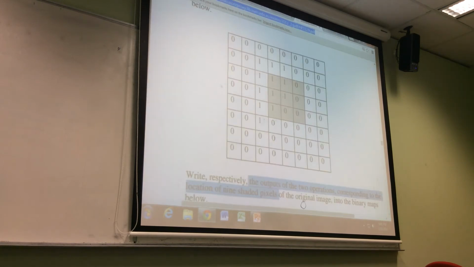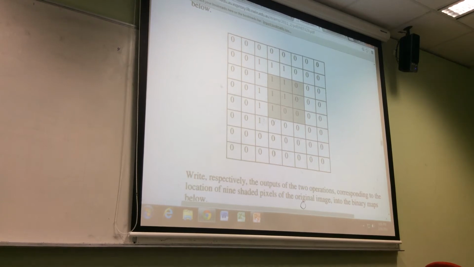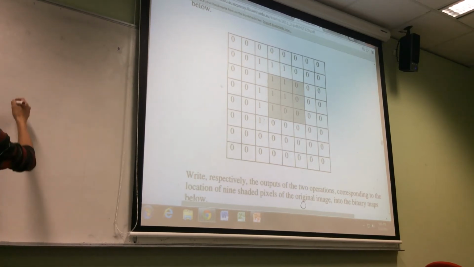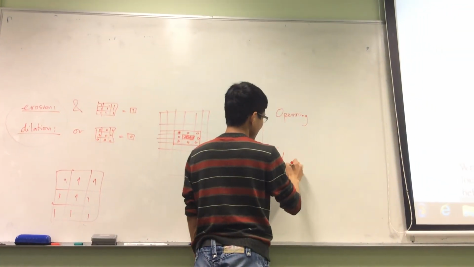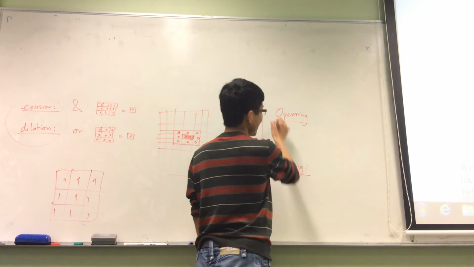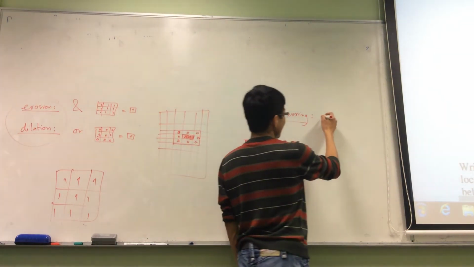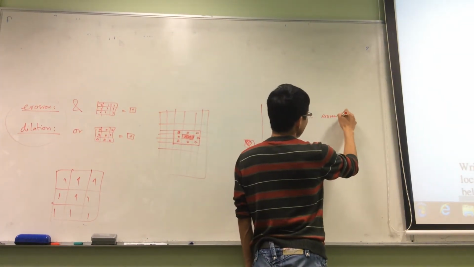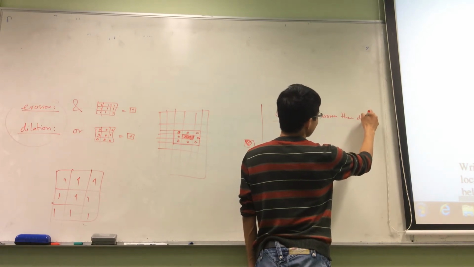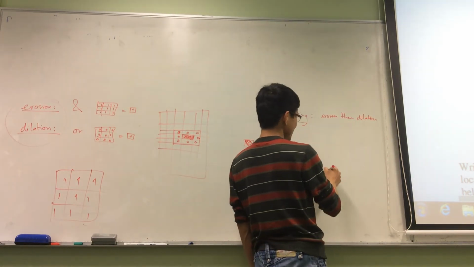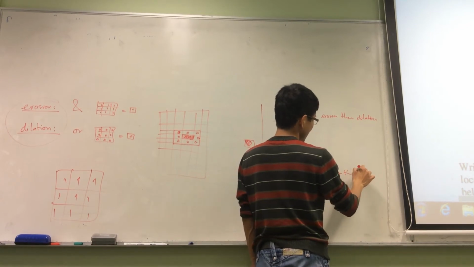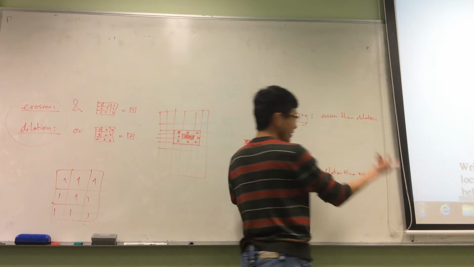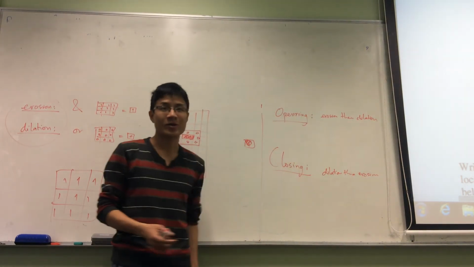So that is erosion and dilation. Now, if you combine these two operations together, you have two more operations. It's called opening and closing. Opening means you do erosion and then dilation. Closing you do the opposite: dilation and then erosion. So these are two opposite operations.